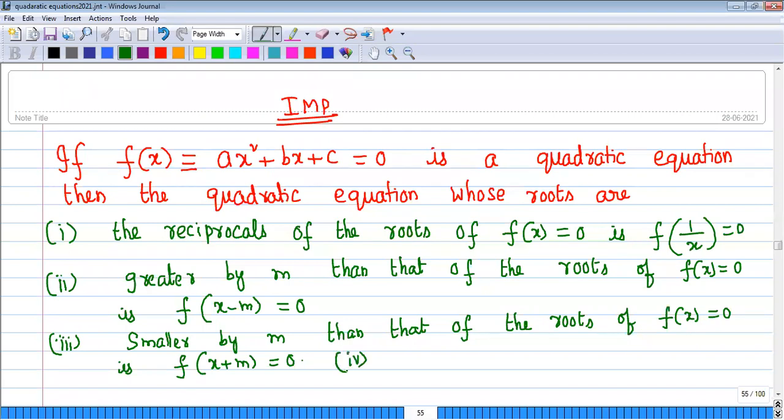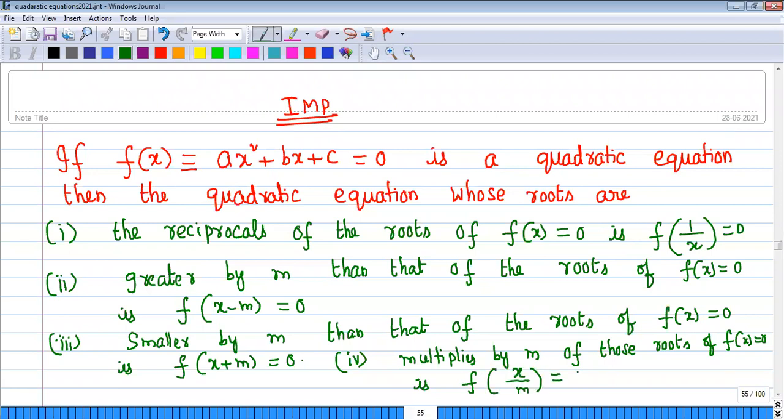Fourth point. Multiplies by m of those roots of f of x is equal to 0 is, so that means if alpha, beta are the roots of f of x is equal to 0, the quadratic equation whose roots are m alpha, m beta is f of, in the place of x, replace x by m, equals to 0.